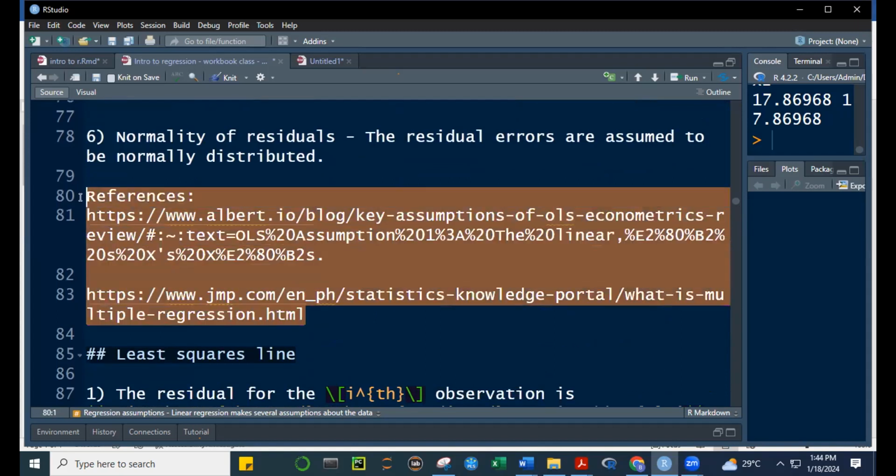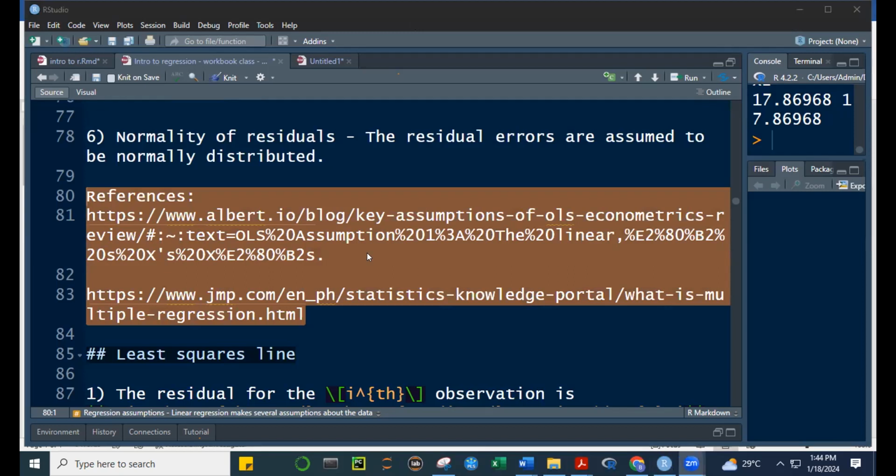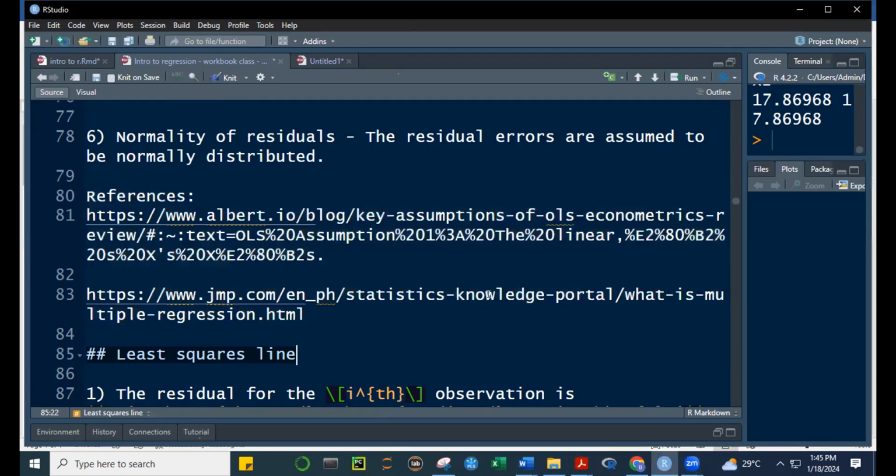Okay, so let me just share with you these references. I put it in the class chat, which you may wish to look at. By the way, Glenn, did I answer your question? Glenn? Yes, okay sir. Okay, thank you. All right.